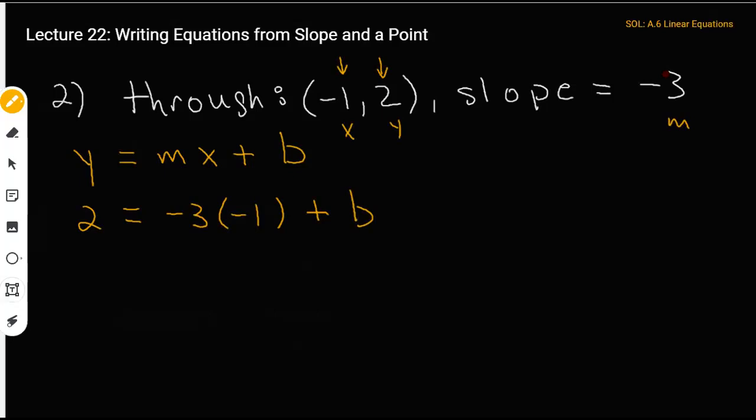Okay, so just like last time, I'm going to multiply these 2 numbers together. What's -3 times -1? +3. So I'm going to get 2 equals 3 plus b. So now to get b by itself, I need to get rid of this +3 somehow. Subtract 3 from both sides. Yep. And you will get -1 for b.